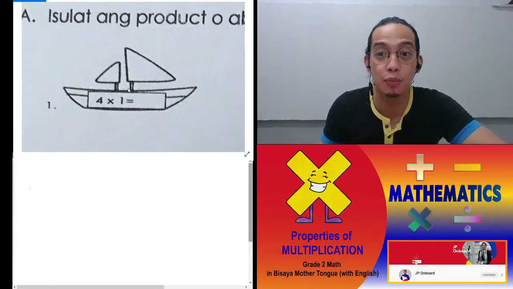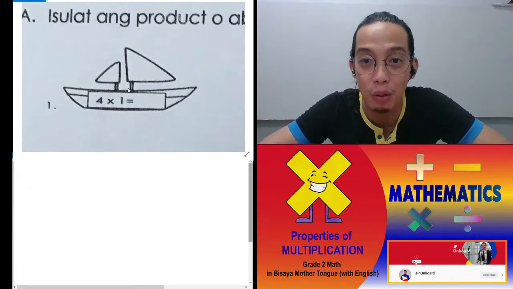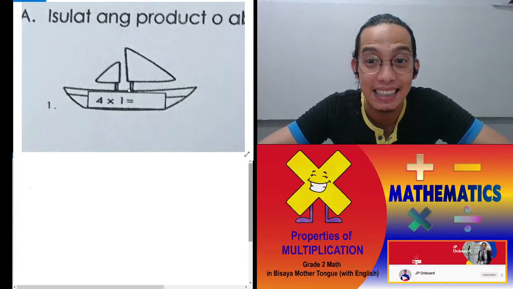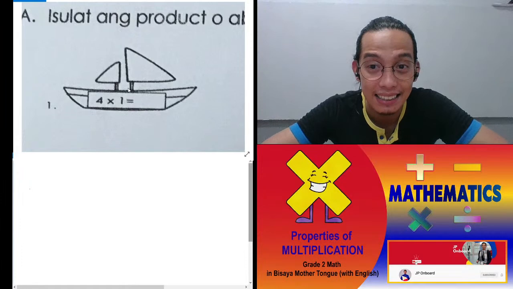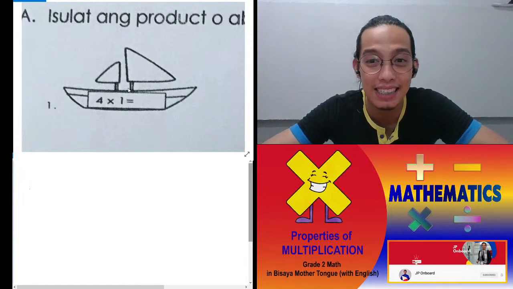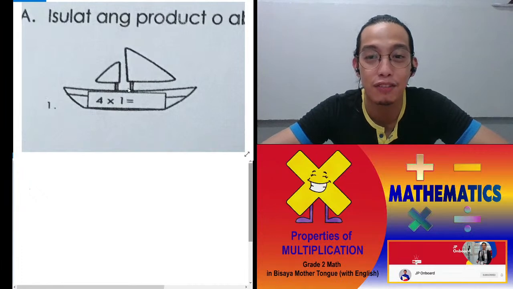4 times 1, this is a property involving multiplication by 1. So the answer is, the number multiplied by 1 is the number. So the answer is 4. The answer is 4. 4 times 1 is 4.